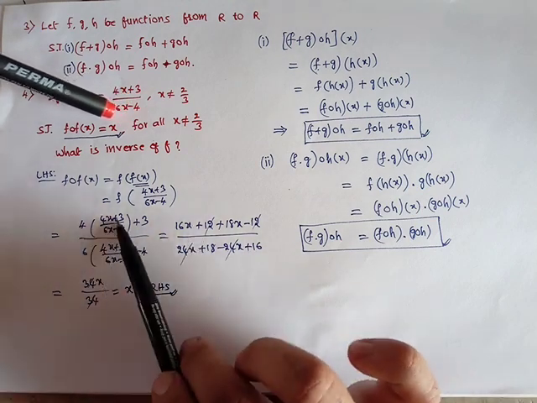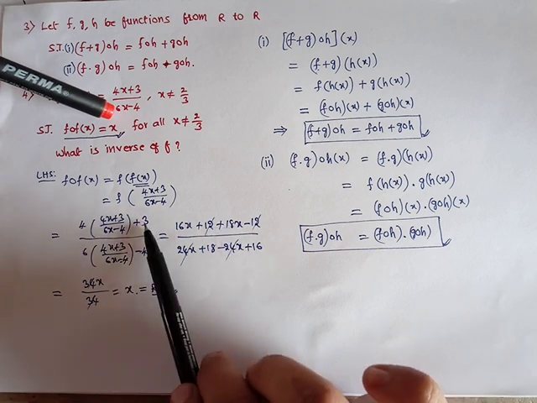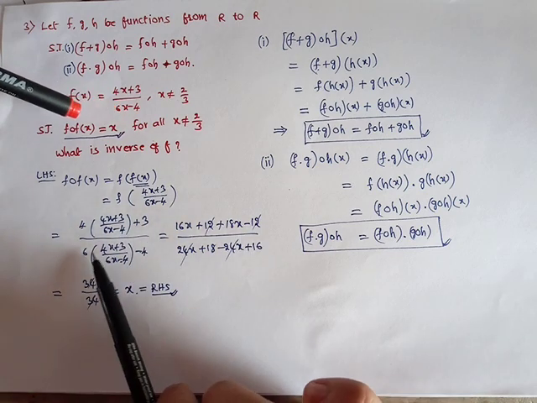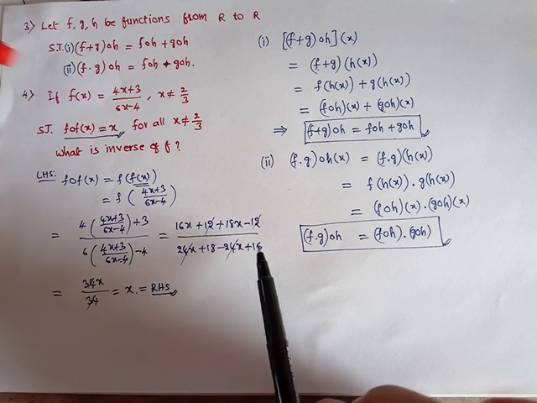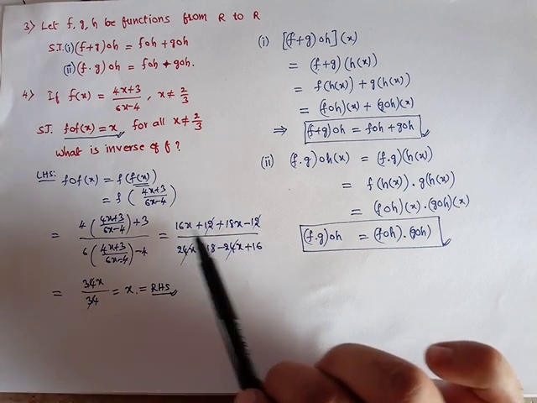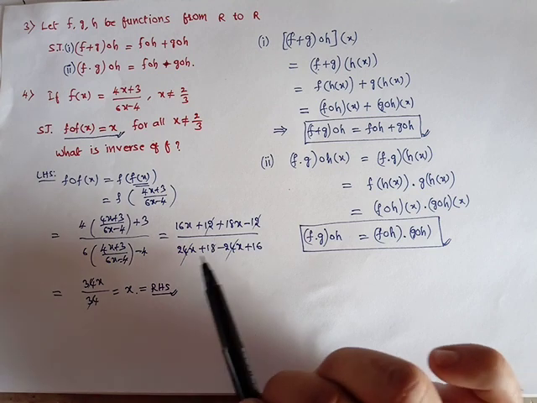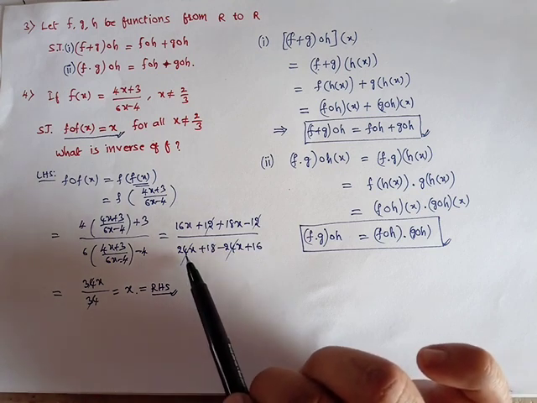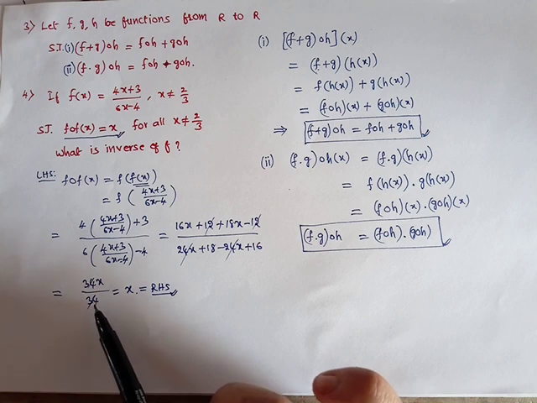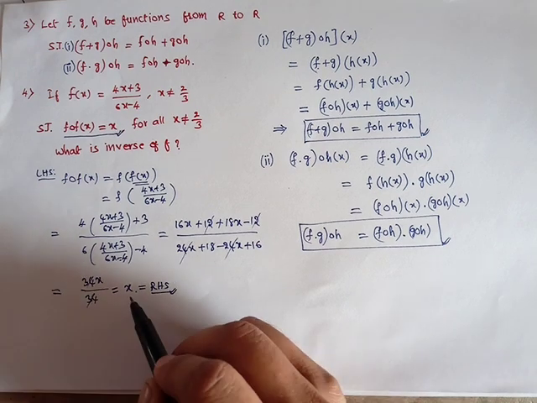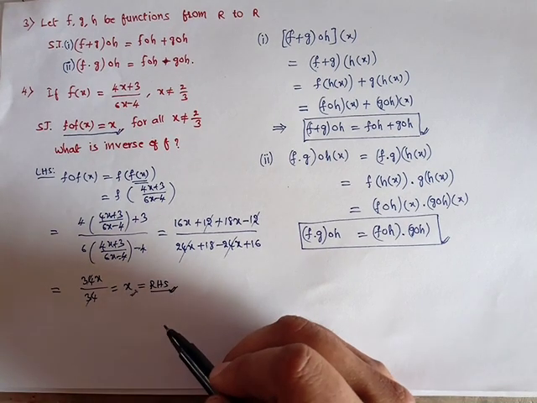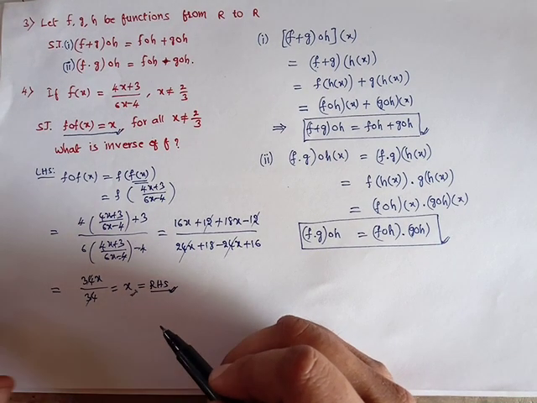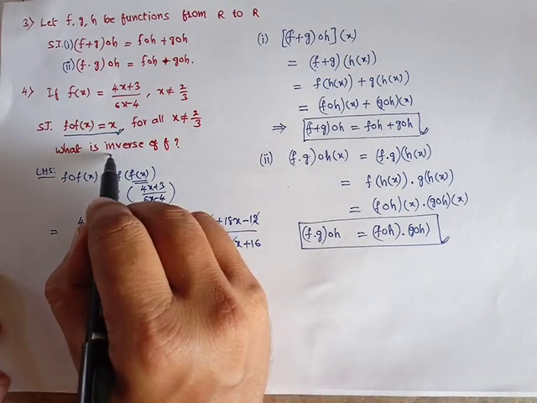So 16x plus 12, over 18x plus 12x... 6 into 4 is 24x, 6 into 3 is 18, 6 into minus 4 is minus 24x, and minus into minus is plus 4 into 4 is 16. So plus 12 minus 12 getting cancelled, 16 plus 18 is 34x, and minus 24x plus 24x getting cancelled, 18 plus 16 is 34, 34 and 34 getting cancelled. So you're getting the value as x now. So this is your RHS value.